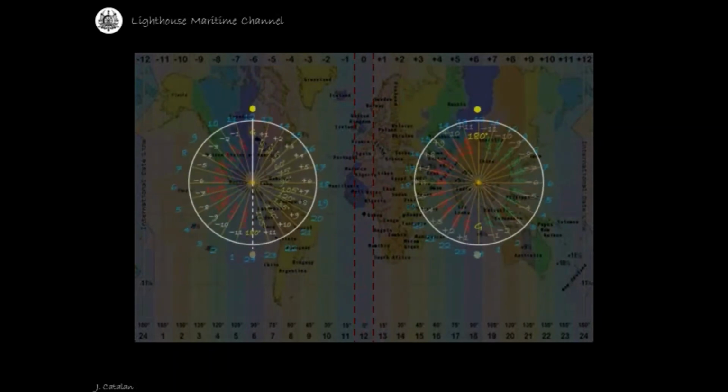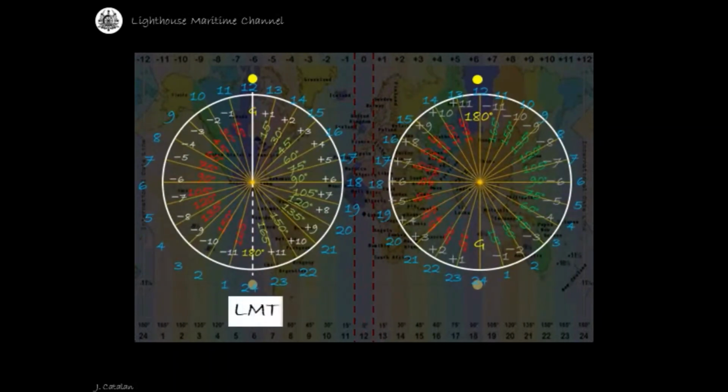Notice the difference. In finding the LMT, all the longitude east of Greenwich has a plus sign and all longitude west of Greenwich has a minus sign. But in finding the ZT, all the longitude east of Greenwich has a minus sign and the longitude west of Greenwich has a plus sign.